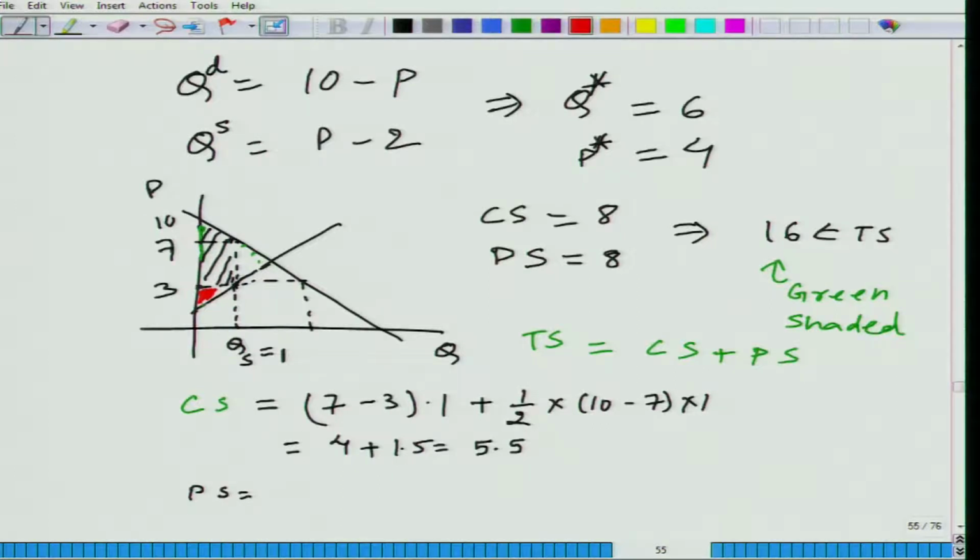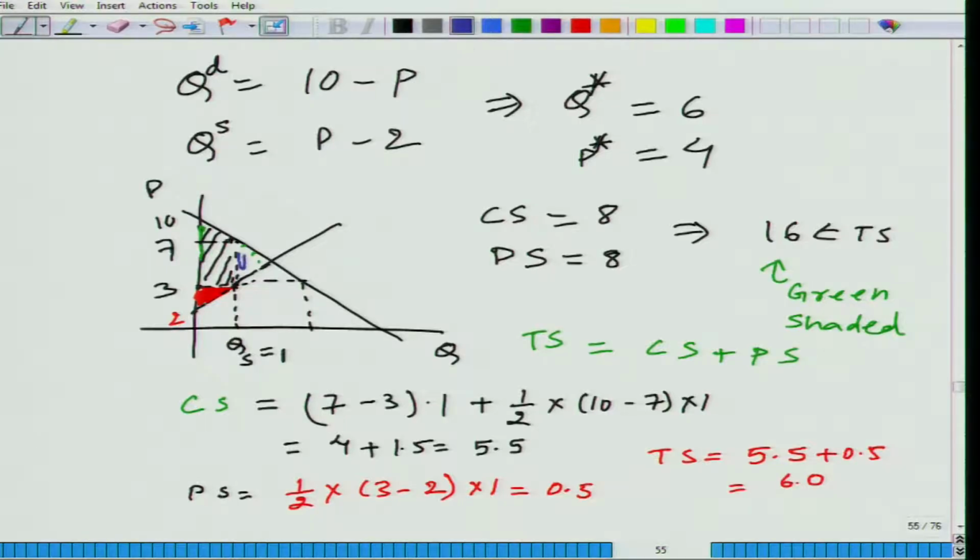Similarly, can we calculate the producer surplus? Let us say producer surplus is this triangle. How much is that area? That is half multiplied by 3 minus 2 multiplied by 1, so 0.5. So, what is happening to the total surplus? 5.5 plus 0.5, and that is equal to 6. And what is happening to this area? The area shaded by blue color.